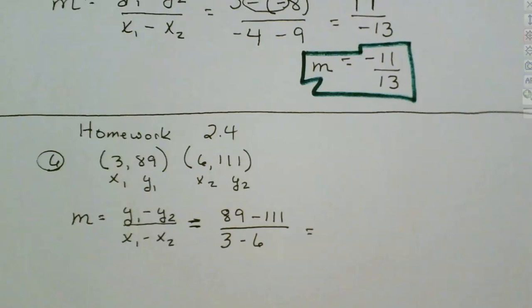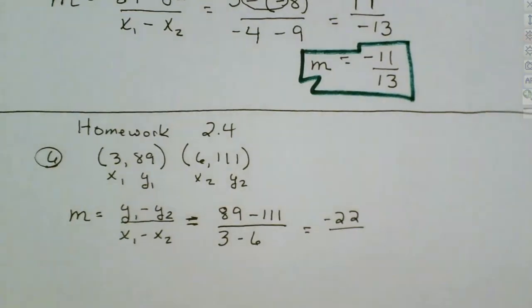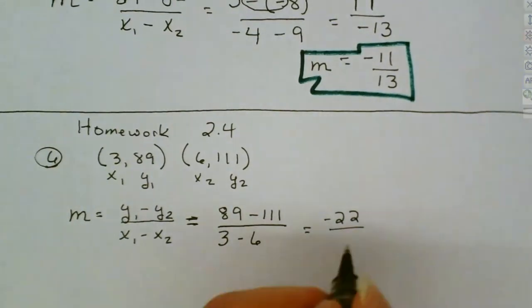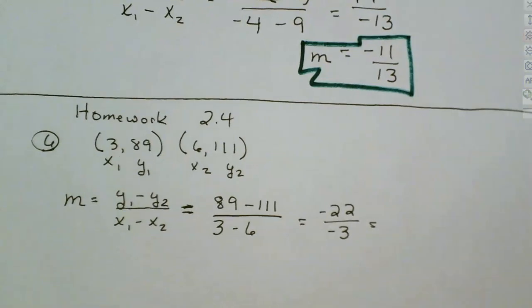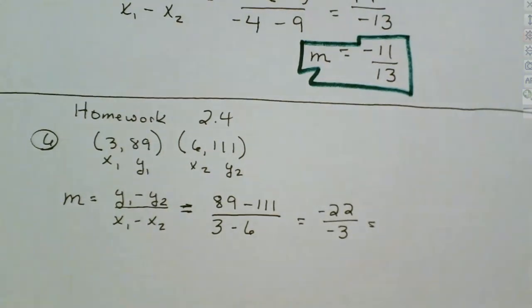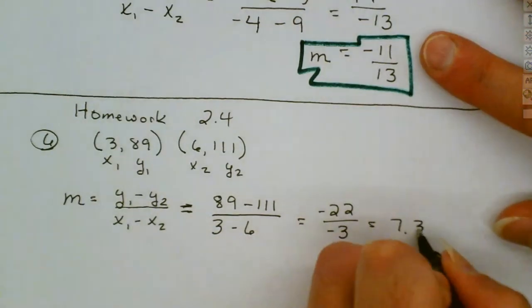So 89 minus 111, that's a minus 22. And down below, 3 minus 6, that's a minus 3. And it says round it to the what? Nearest cent, so that's going to be 2 decimal places. And negative makes it a positive. 22 divided by 3, that is 7 point, if we round, 33.